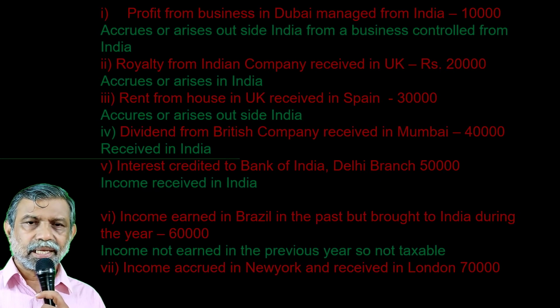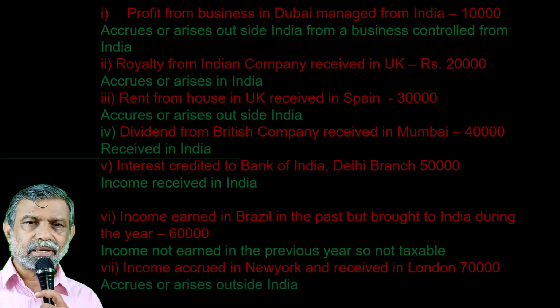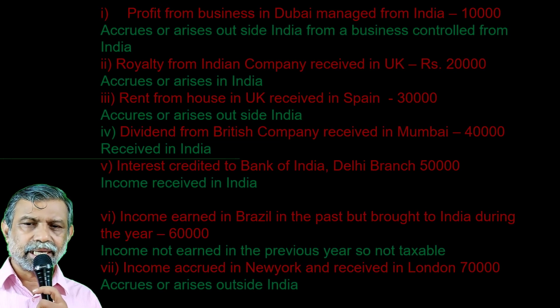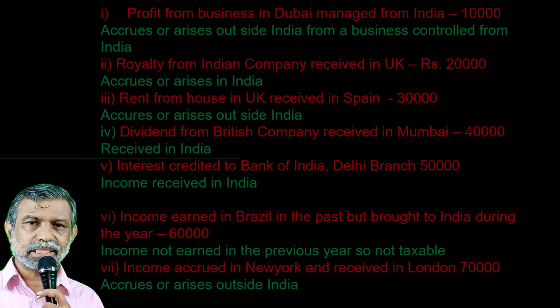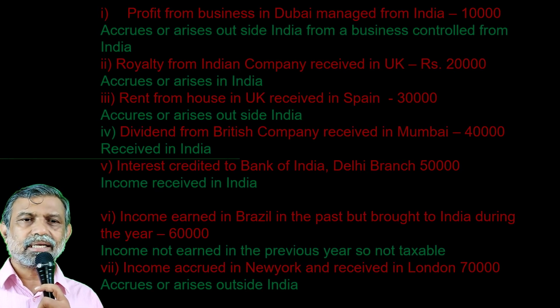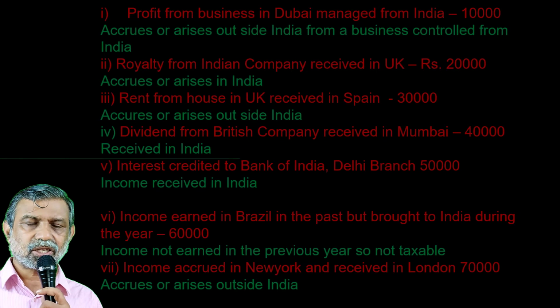And next one, income accrued in New York and received in London. Accrues or arises outside India, received outside India. Income received outside India, accrued or arose outside India. Income that accrues or arises outside India is taxable only in the hands of a resident and ordinary resident.